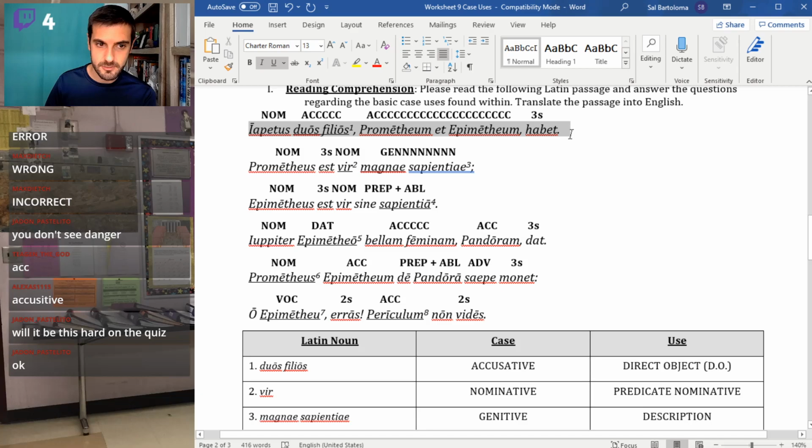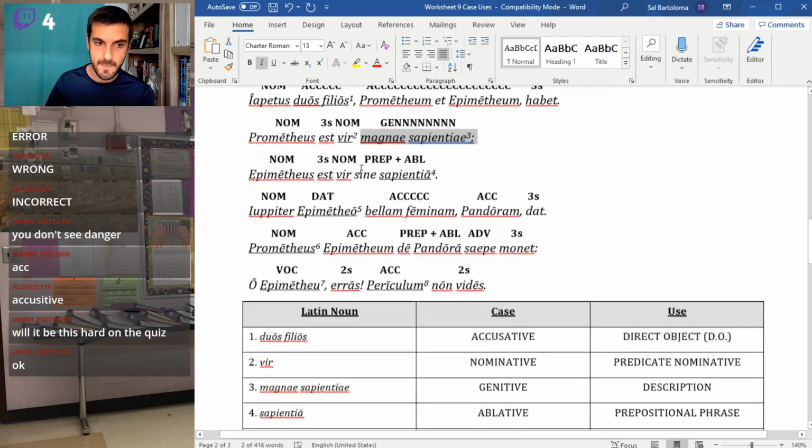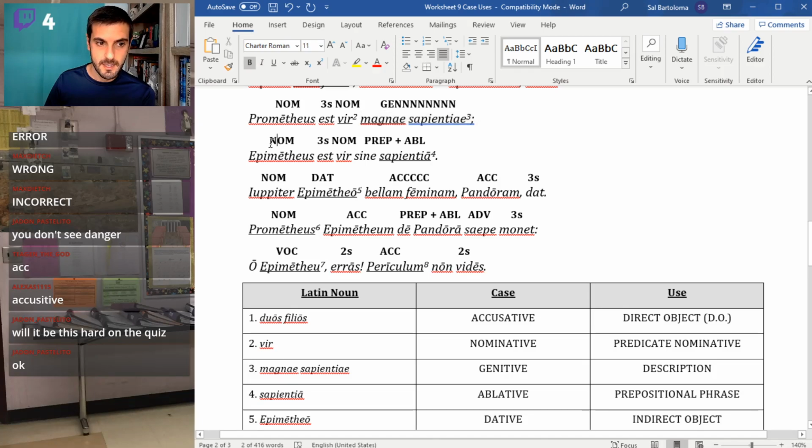Iapetus has 2 sons, Prometheus and Epimetheus, right? So we had the direct object here. He has 2 sons. Prometheus is a man of great wisdom. So we had a predicate nominative here. He's a man of great wisdom. So genitive of description. Epimetheus is a man without wisdom. So without wisdom here, that was a prep phrase. Sine goes with the ablative.